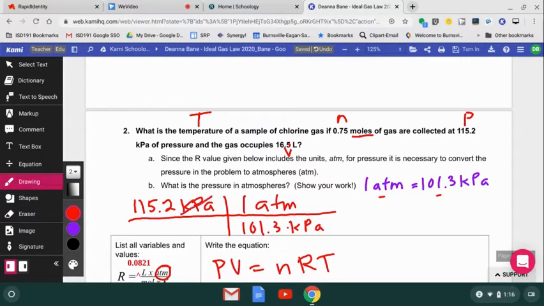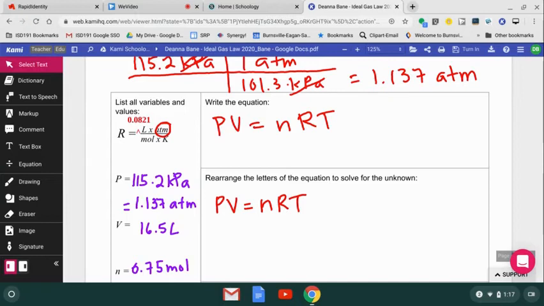So that cancels, and what we end up with is 1.137 atmospheres. Notice I kept the same number of significant figures that I started with. And it makes sense because 115.2 kilopascals is slightly larger than 101.3, and our answer, 1.137, is slightly larger than 1 ATM. So if we go back down here, you'll notice that I also wrote down the pressure in atmospheres.